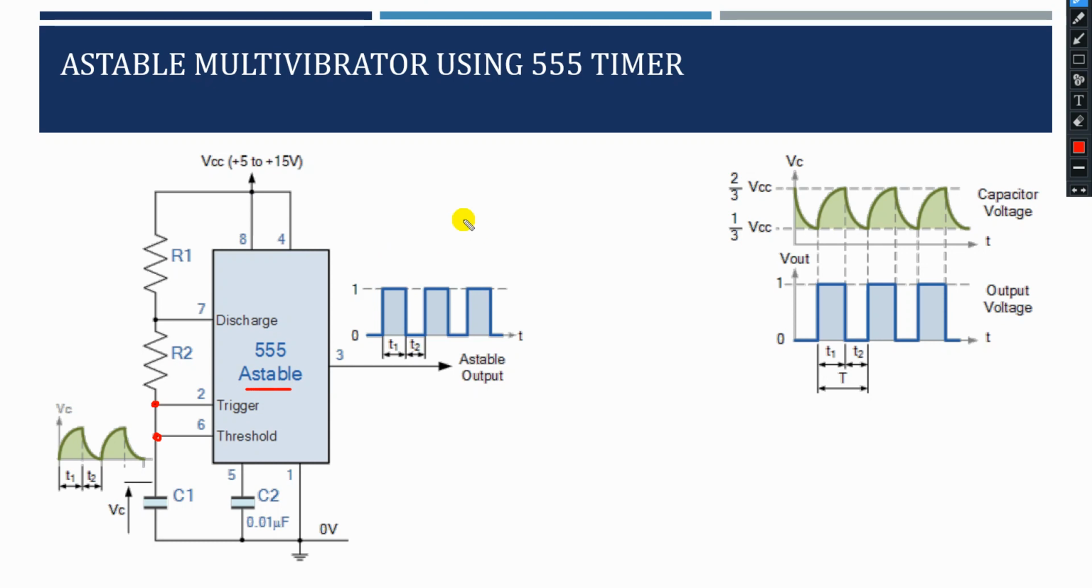We'll come back to the formula in some time. So that is called T on and T off. So T1 is on, T2 is off. So there are two time durations: T1, for which the output should be in on condition, and T2, for which the output should be in off condition. That is called T1 and T2.